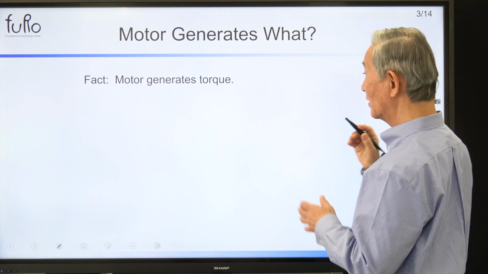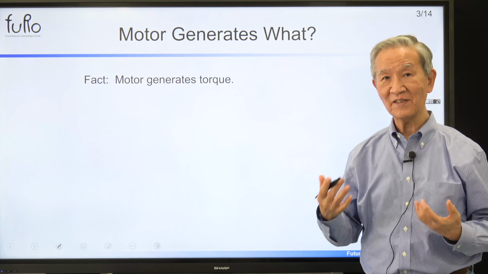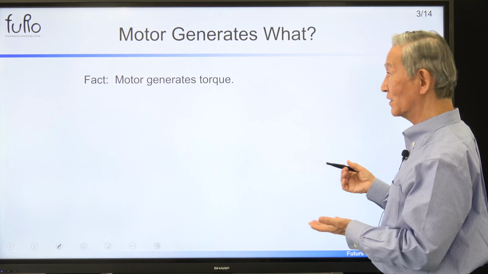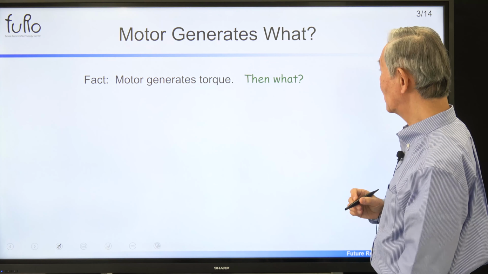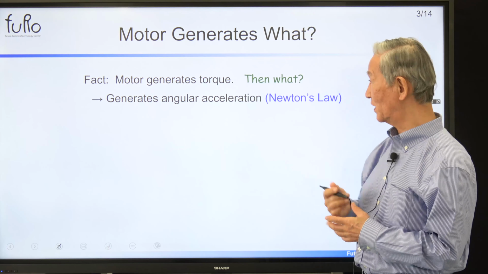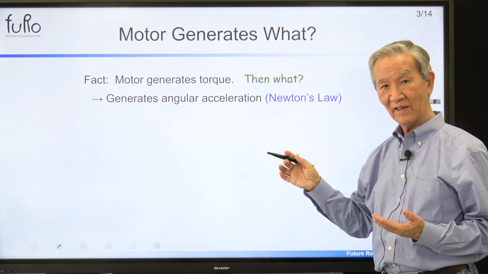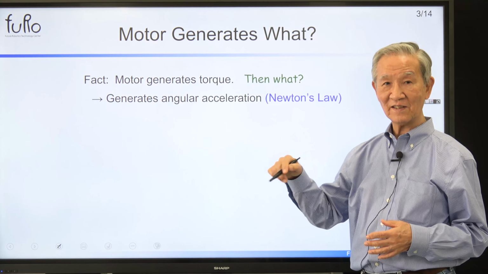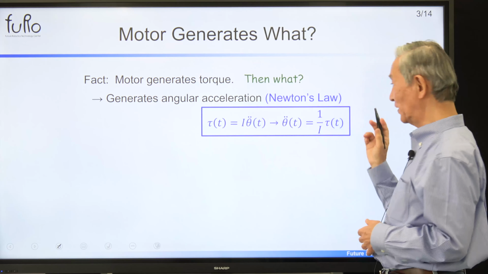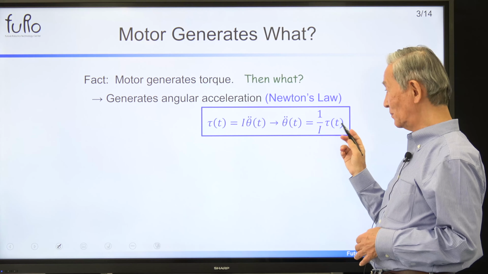Okay. So we'll start from a robot again. A robot, of course, has lots of motors, and the motor generates torque. We have done this several times already, so let's do it again. It generates angular acceleration. That's Newton's law, F equals ma. Torque tau is equal to I times omega dot, theta double dot. So that's something we already know. From this equation, theta double dot is equal to 1 over I times torque.